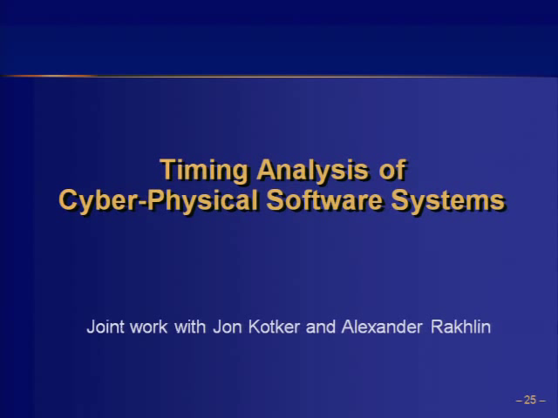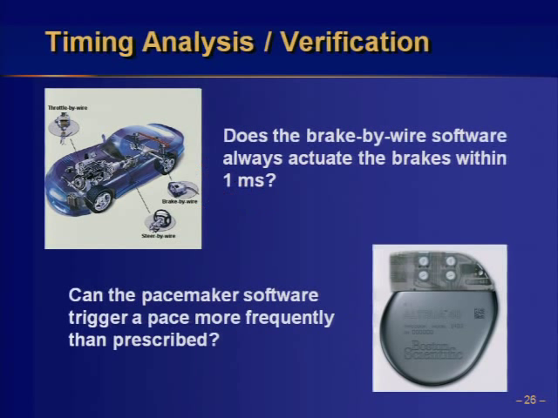So now I'm going to change subject and talk about software and cyber-physical systems. In particular, the problem that I'll be speaking about is to verify timing properties of software. So for instance, in cars, you might have a program that controls the brakes. And you want to be able to prove that the brake-by-wire software actuates the brakes within a certain time bound, right? So that you get assurance that the brakes are actuated in time. Similarly, we saw this example of pacemaker software earlier, and the question one might ask is, is there a bug that might cause the pacemaker software to trigger a pace more frequently than it's prescribed?